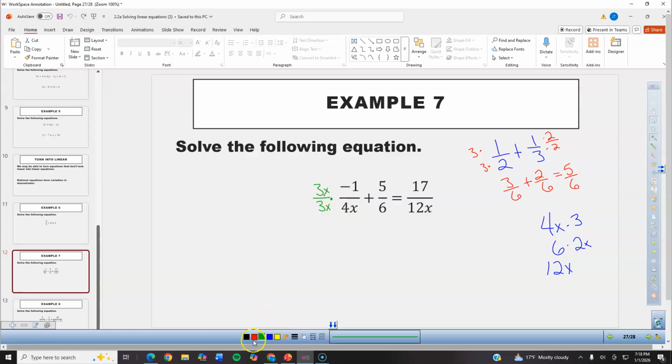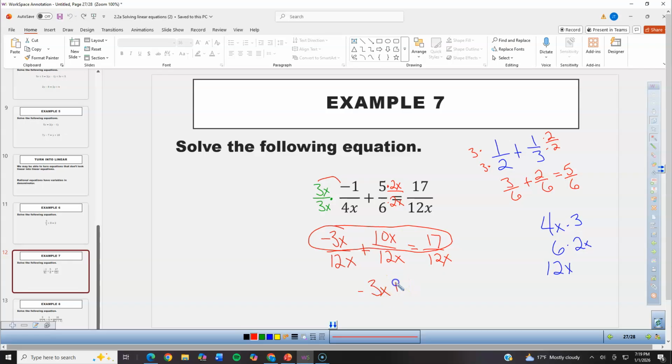So my bottom becomes 12x. I'll multiply this one by 2x over 2x. So I get negative 3x over 12x plus 10x over 12x equals 17 over 12x. Again, Dr. Webster does this a different way, and you can watch his video to see how he does it. Now, once all the bottoms are the same, I can ignore them and just do that top equation.